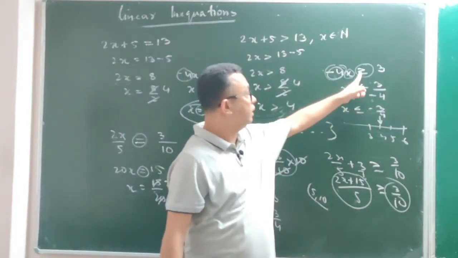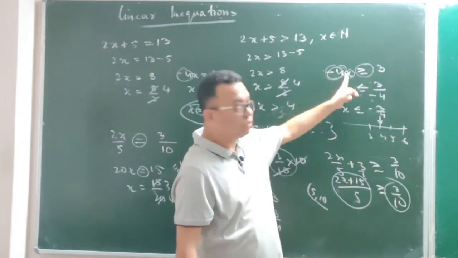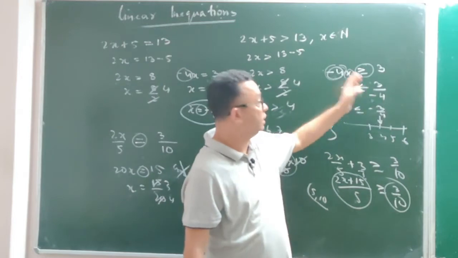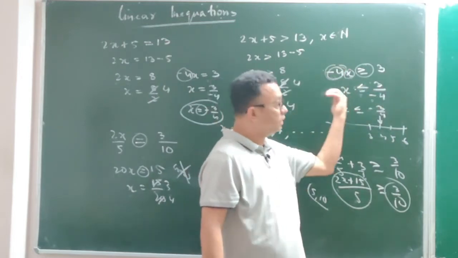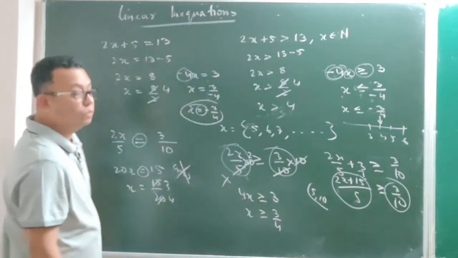So the direction will change when the number attached with x is negative. If it goes that side to divide along with the sign, then the sign should change. If it is facing that side, it will face this side, or if it was facing this side, then it will face the other side. In the same way, let me show you one more rule.